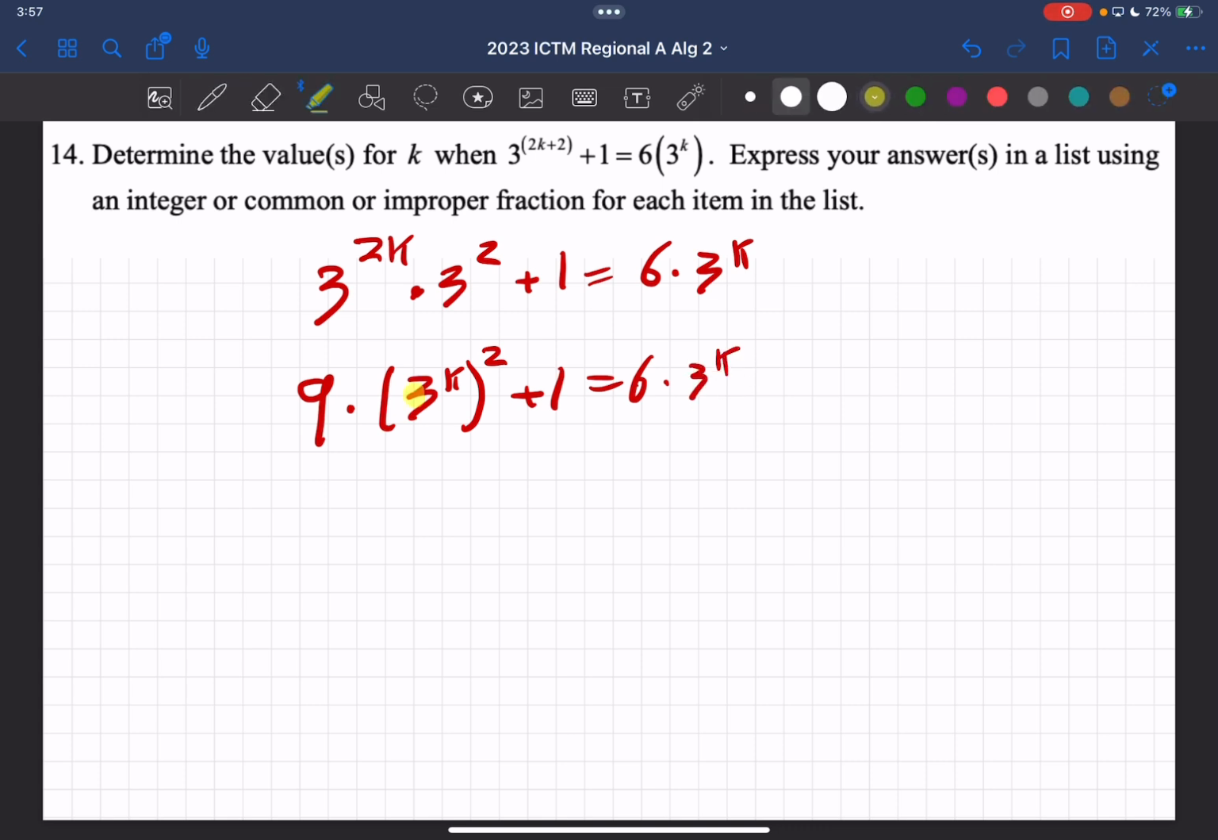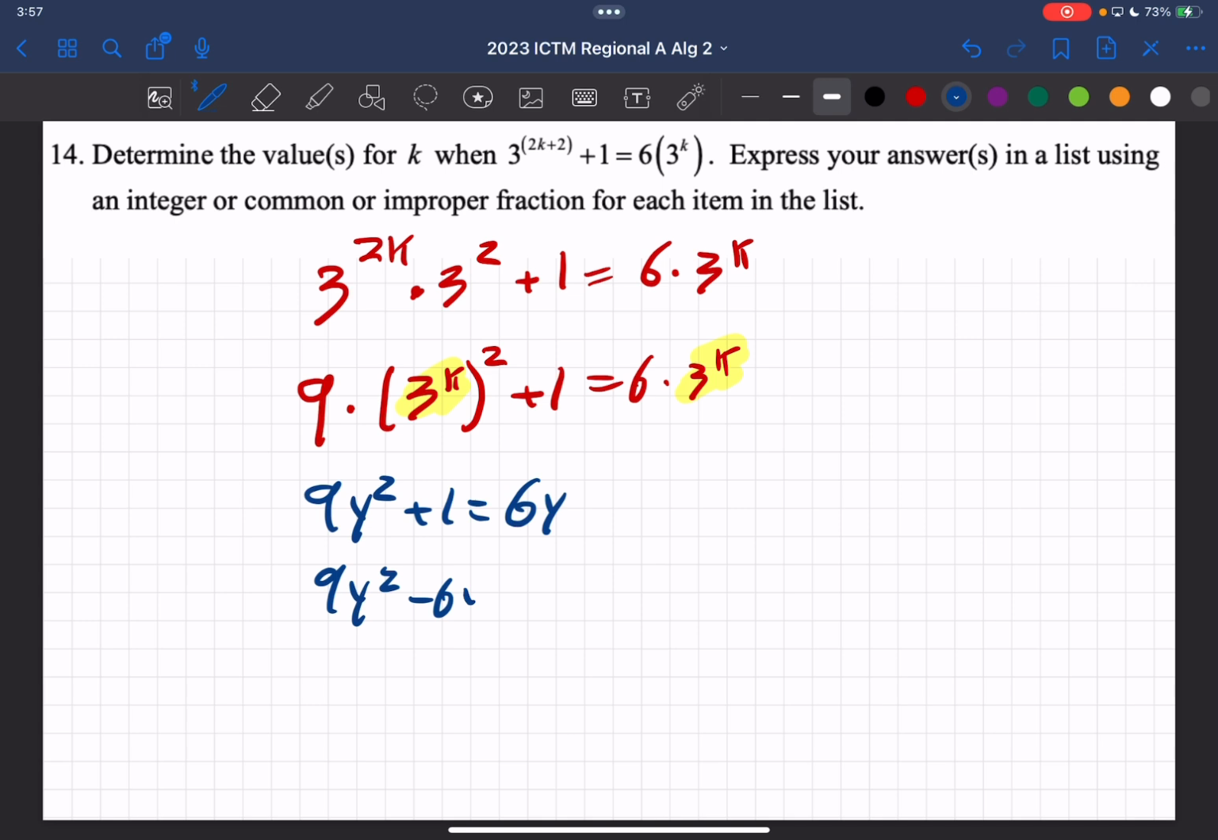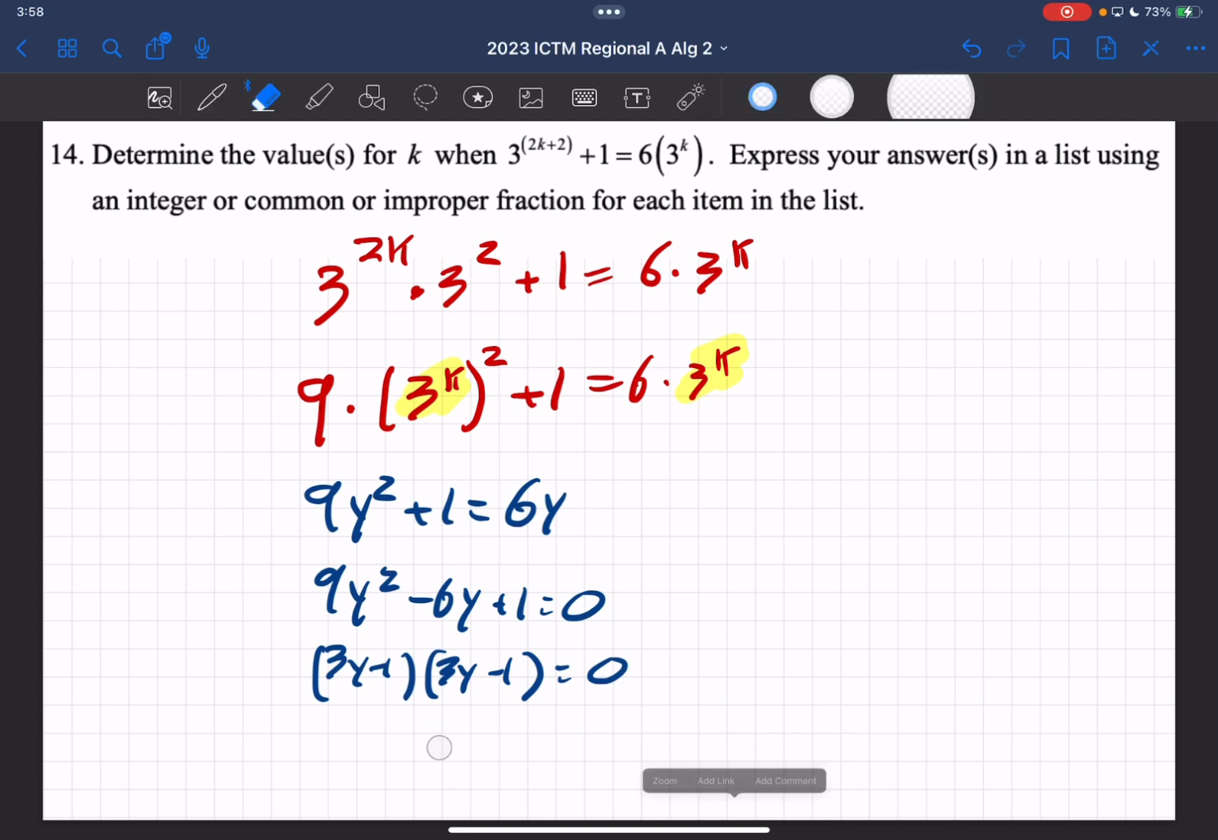Now what we have is the same thing here and here. So I'm going to substitute y in place of that. And what we see is that we have a quadratic. So I'm going to subtract the 6y to the other side. And now I can factor this. So we have 3y minus 1. So that means we're only going to have one real solution.